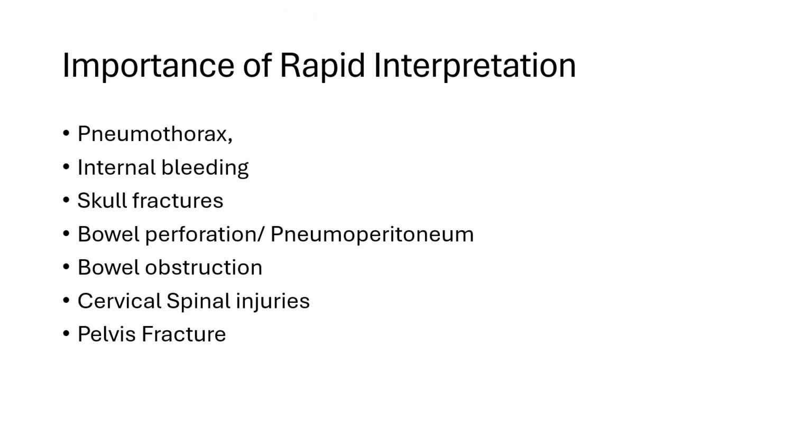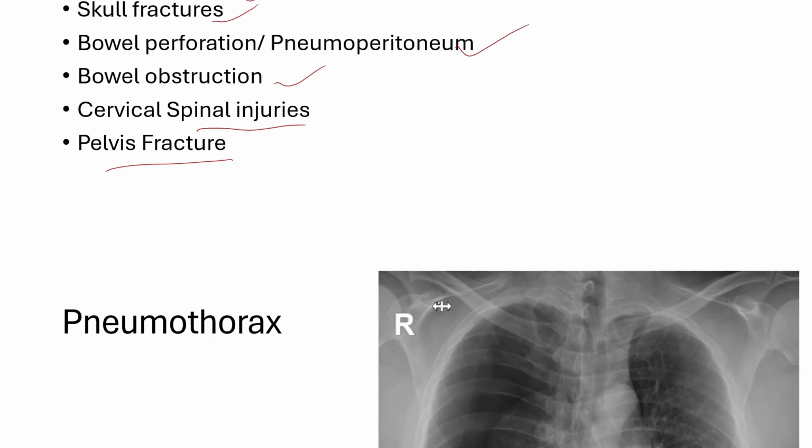In emergency radiology, speed and accuracy are both very critical. Radiologists and clinicians must quickly identify key abnormal findings such as pneumothorax, internal bleeding, that is abdominal internal bleeding, skull fractures and cranial injury, brain injury, bowel perforation and pneumoperitoneum, bowel obstruction, cervical or spinal injury, and pelvic fracture. Early diagnosis leads to faster treatment and better patient outcome.